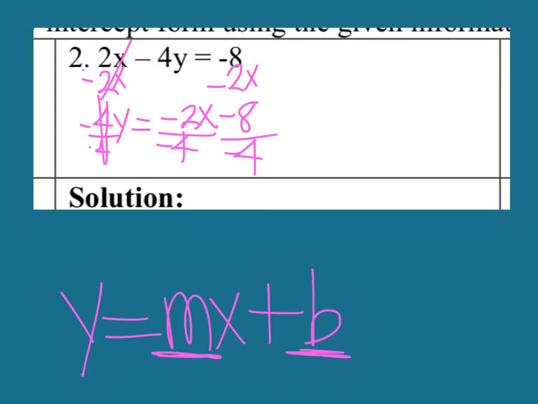So those cancel, leaving me with y is equal to, so notice I have a negative 2 divided by a negative 4, and I know that 2 negatives turn into a positive, so that's why my slope will be positive, and 2 over 4 can reduce to 1/2. So I have a positive 1/2 as my slope. And negative 8 divided by a negative 4 turns into a positive 2.